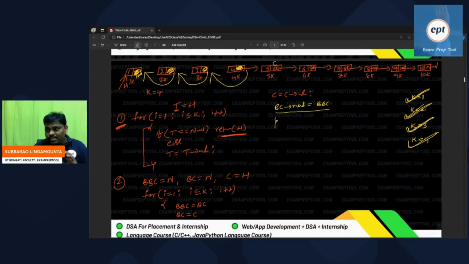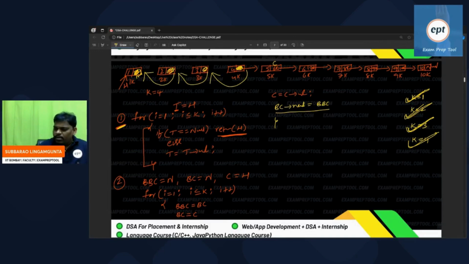You may ask, sir, what is the purpose of the first step? Just identifying whether K people are there or not. Okay, K people are there. Then what is the second step, sir? K people reverse. So for every K value, one node will be reversed.